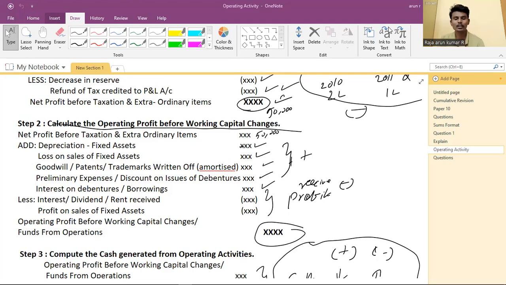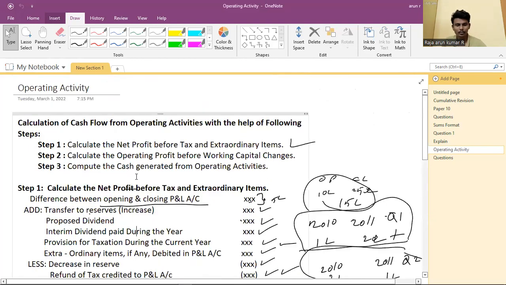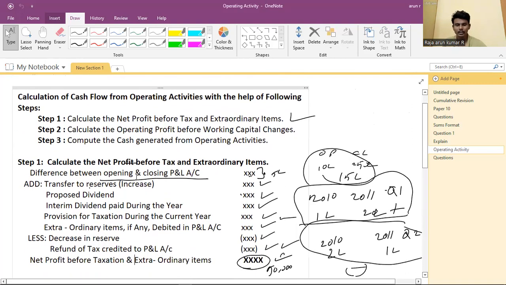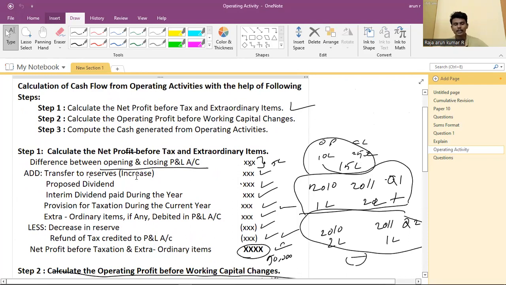Okay, we concluded with the previous class. Part three of the cash flow statement, we concluded in the format of operating profit. In the operating profit, I have explained that there are 3 steps. Step number 1: reserves, provisions of dividend, taxation, extraordinary items, if any, debited in the P&L, and a refund of taxation credited to profit and loss account. This is the format. There are 3 steps.